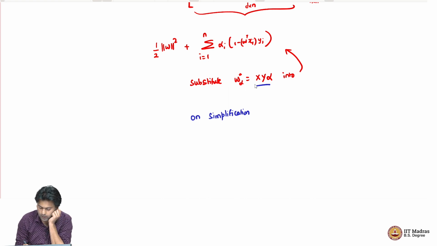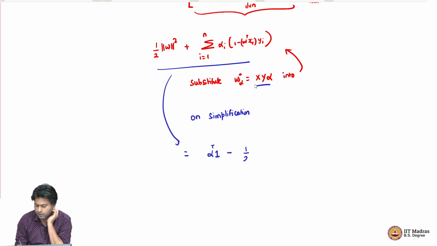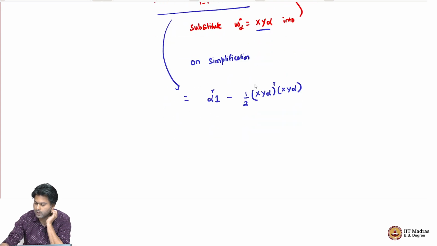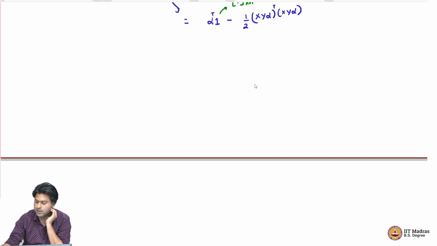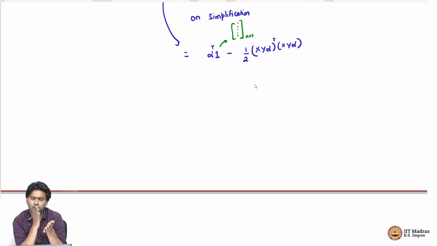On simplification, what you will get is the following: this term is equal to alpha transpose 1 minus half xy alpha, which is our w, transpose xy alpha. This is what you would get, where 1 is just the vector of all ones. So it's an n-dimensional vector of all ones. Which means that if I fix a value of alpha, this is what the minimization over w evaluates to, and then I want to maximize this over all possible alphas greater than or equal to 0, right?